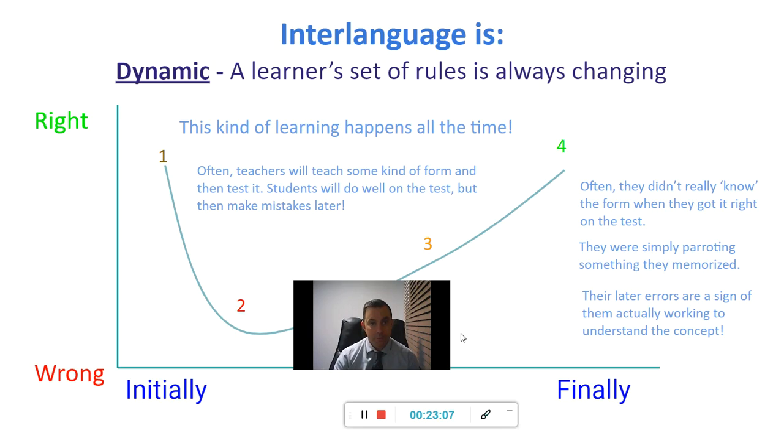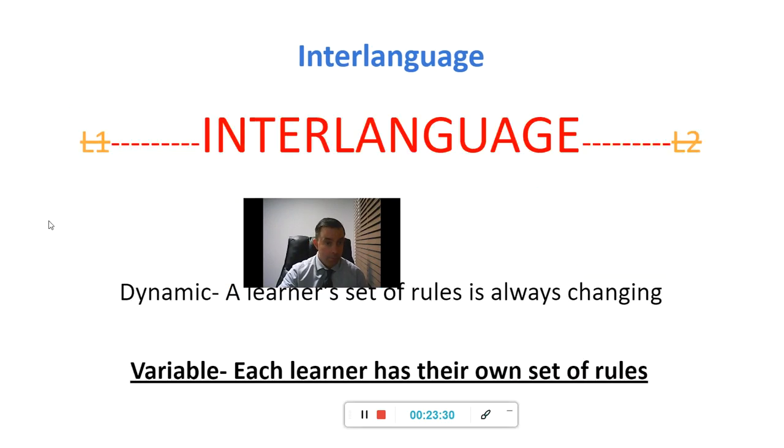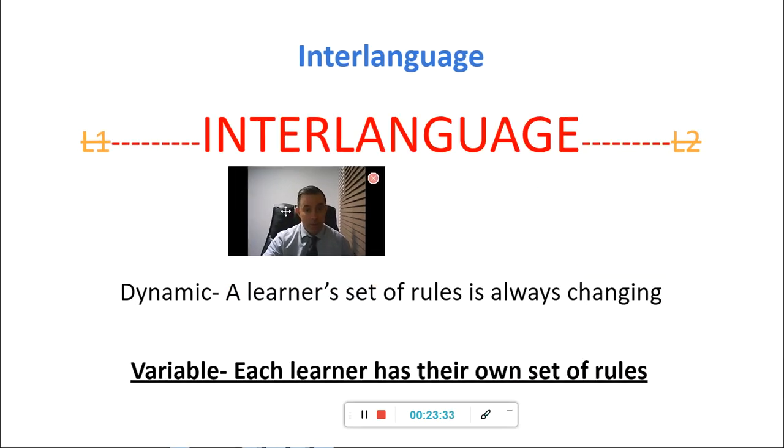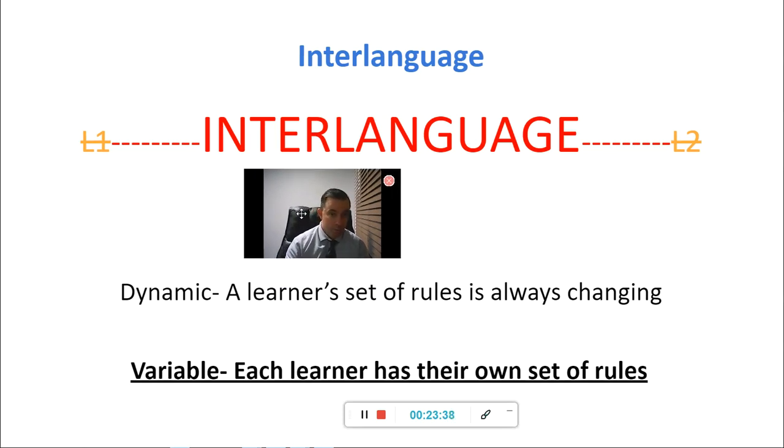So when you see the students making errors later, those errors are now rule-driven, and that's a good thing. It means they're kind of making their own rules for things. They're analyzing the language. So it's not bad teaching, it's just a normal learning process. The students' interlanguages are changing, and that's natural, that's normal, that's good. Interlanguage. It's dynamic. A learner's set of rules is always changing. It's variable. Each learner has their own set of rules.